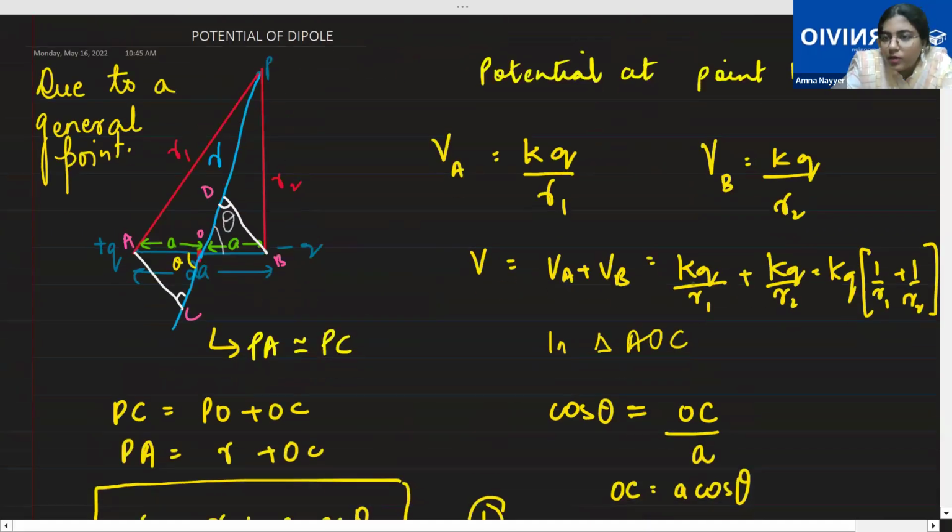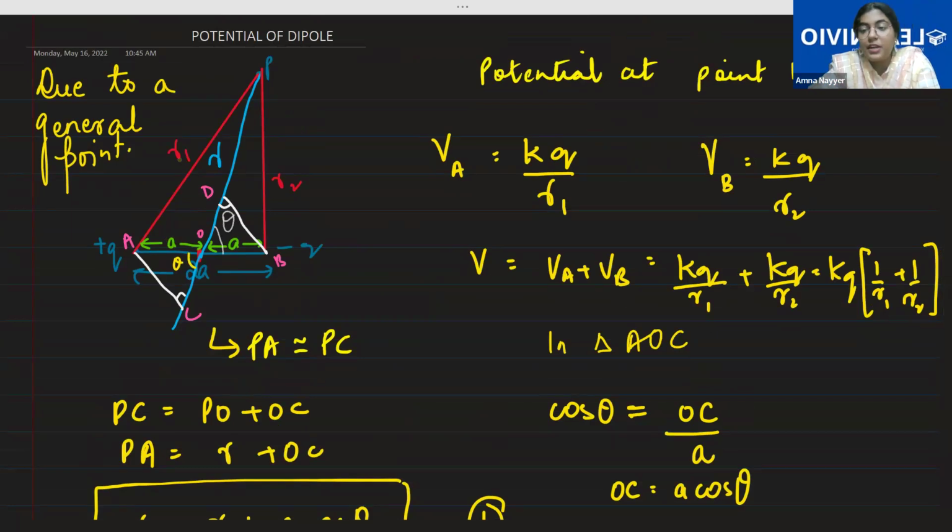Now R1 and R2 were something new that we assumed. You can use small r. Small r is the separation from the center of the dipole to the point of calculation. That can be used. But R1 and R2 I just took randomly, so those values have to be replaced. Now we have the value of R1, we have the value of R2. Okay.